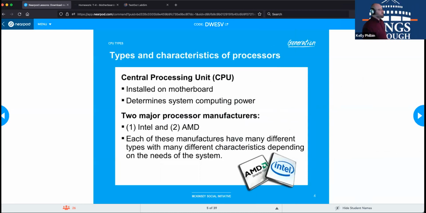So, types and characteristics of processors. The CPU, or central processing unit, is installed on the motherboard itself and is the main determining factor of the computing power of the system you're working on. At the time of this, there were 2 main manufacturers. Like I said, there's a third kind of rising now, but we'll see over time how well they do. You have Intel and AMD. And each of these manufacturers have a multitude of types of processors and characteristics depending on the needs of the system.